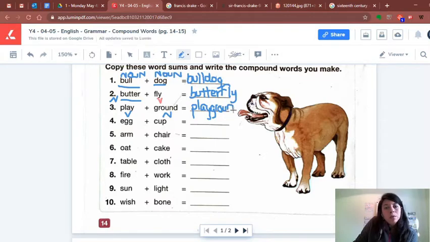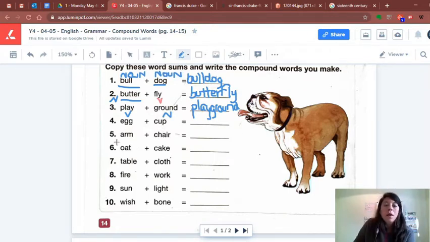So I go from saying, I saw a bull and a dog, and maybe my mom asked me, oh, what type of dog was it? And I say, well, it was a bulldog. I don't say it was a bull dog. I say it was a bulldog altogether. I didn't see a butter fly. I saw a butterfly.